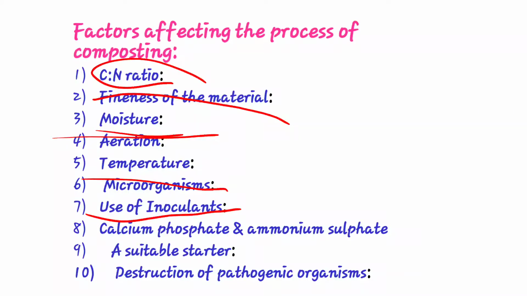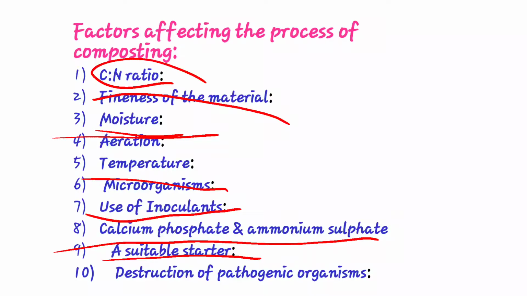Then calcium phosphate and ammonium sulfate. These chemicals are recommended to avoid the loss of ammonia to the atmosphere. Then see suitable starter. A suitable starter material rich in nitrogen is also added for initiating the microbial action. Also cattle dung, urine, night soil, and sewage. Also inorganic fertilizers like calcium cyanamide, ammonium sulfate, sodium nitrate, etc. are used for the decomposition process, and also for initiating the microbial action in the material.